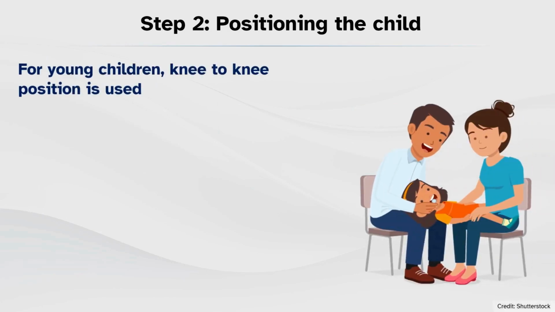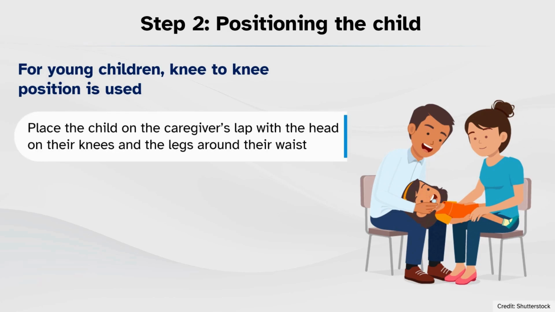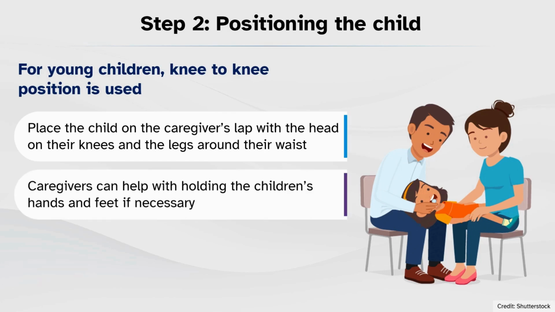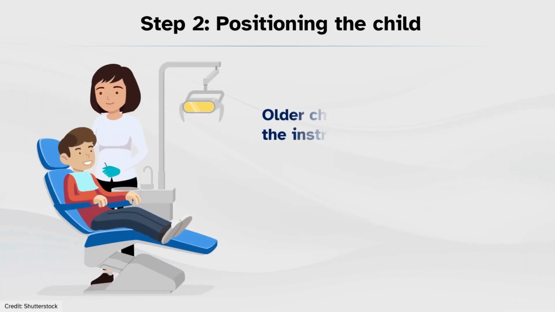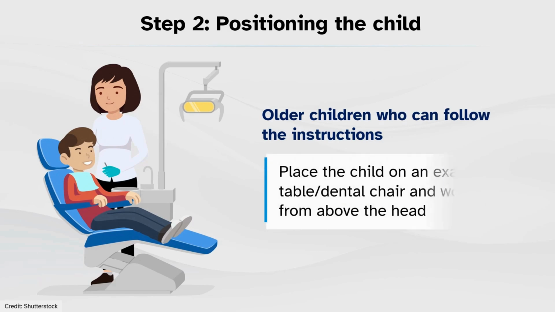The second step is to properly position the child. For young children, knee-to-knee position is used. That is, placing the child on the caregiver's lap with the head on their knees and the legs around their waist. Caregivers can help with holding the children's hands and feet if necessary. Oral health professionals can work from above the head. For older children who can follow the instructions, place the child on an exam table or dental chair.